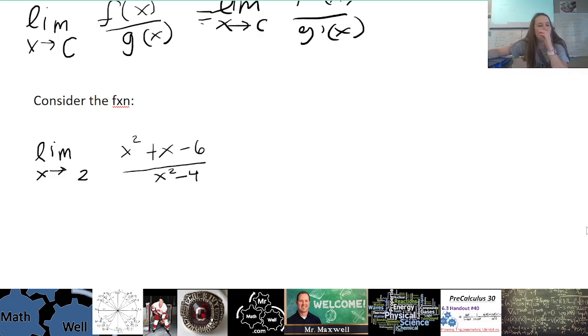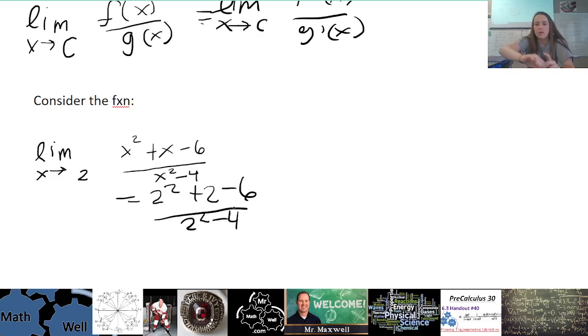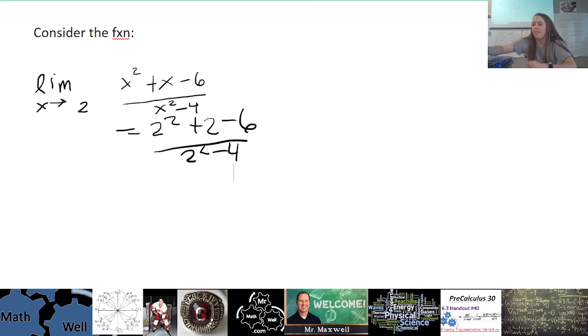The limit as x approaches 2 of x squared plus x minus 6 over x squared minus 4. If we plug in 2 for our x, we get 2 squared plus 2 minus 6 over 2 squared minus 4, which equals 0 over 0, which means we can't determine that limit.